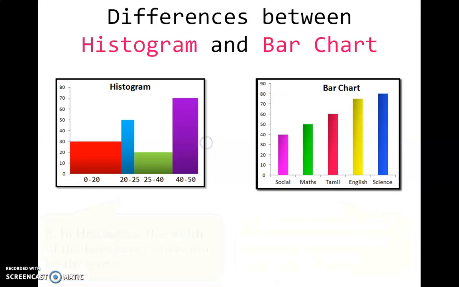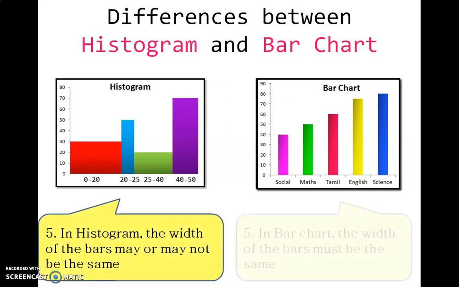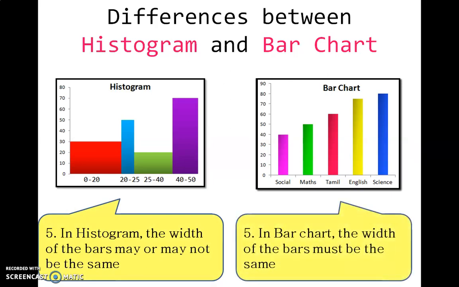The fifth difference, in histogram, the width of the bars may or may not be the same. In bar chart, the width of the bars must be the same.